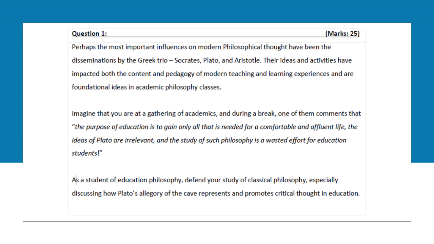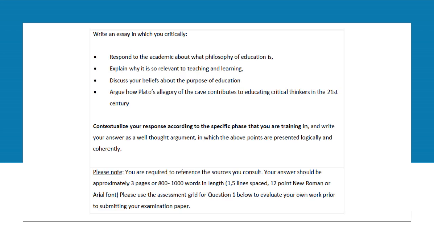And on top of just normal classical philosophy, you need to discuss Plato's allegory of the cave. In your essay, you critically do the following 4 bullets. Respond to the academic about what philosophy of education is. So that's a whole section on its own. What is philosophy of education? Get the person to understand exactly what's going on.